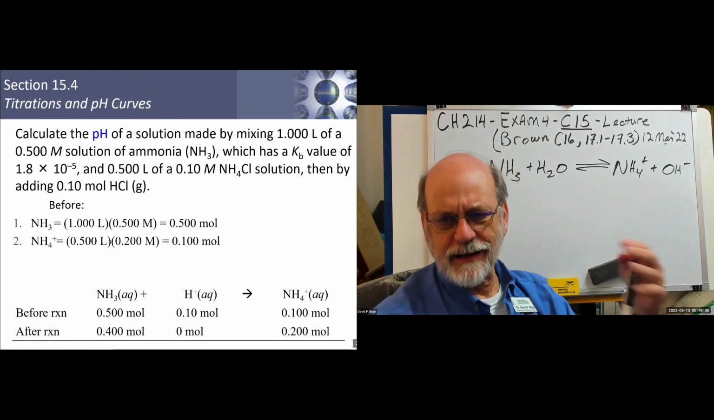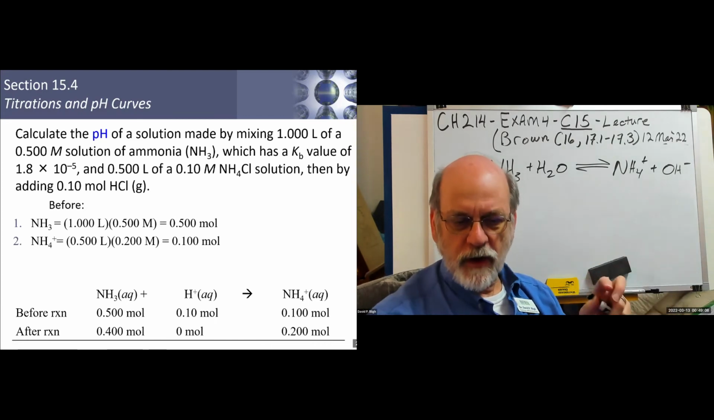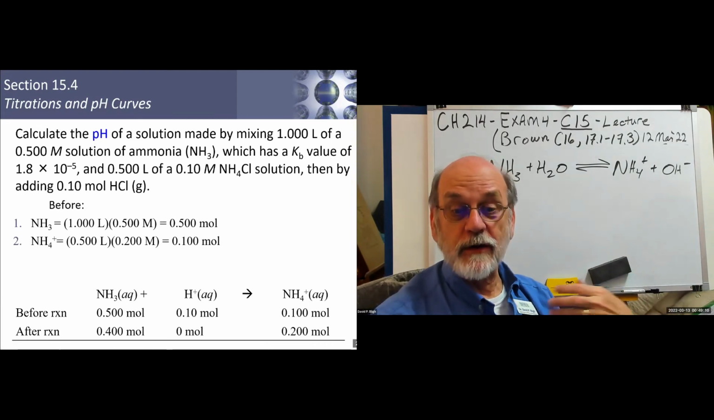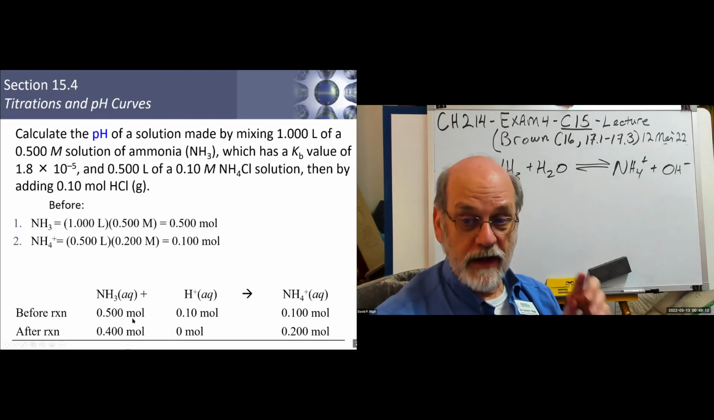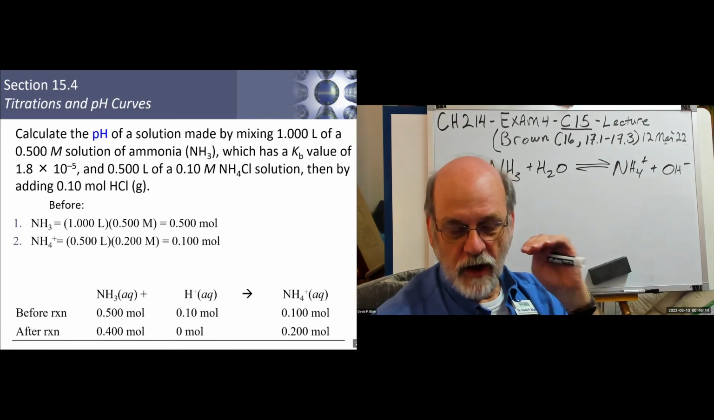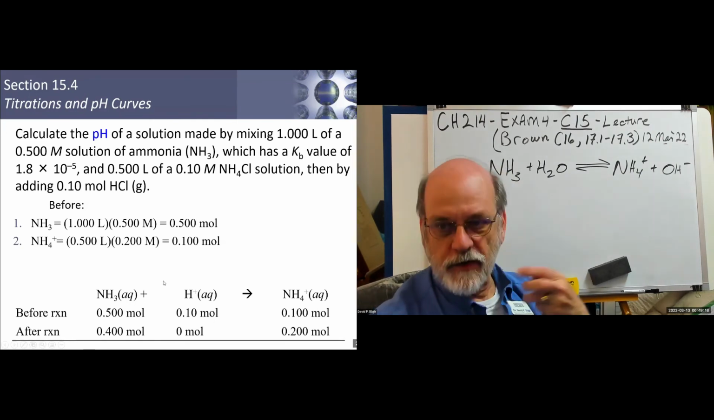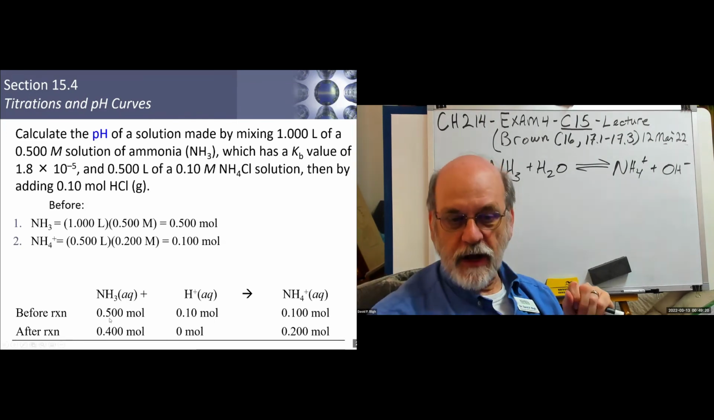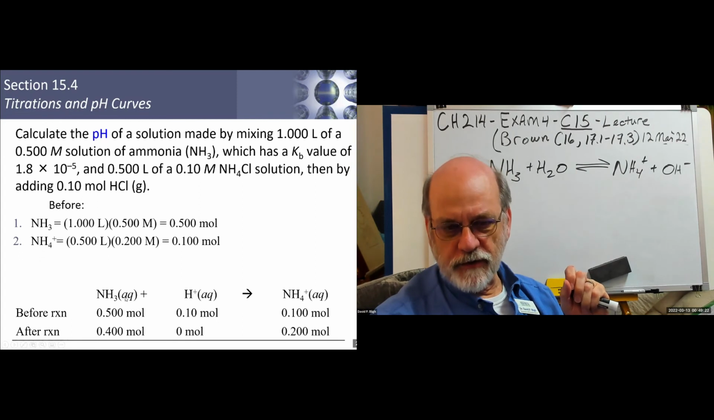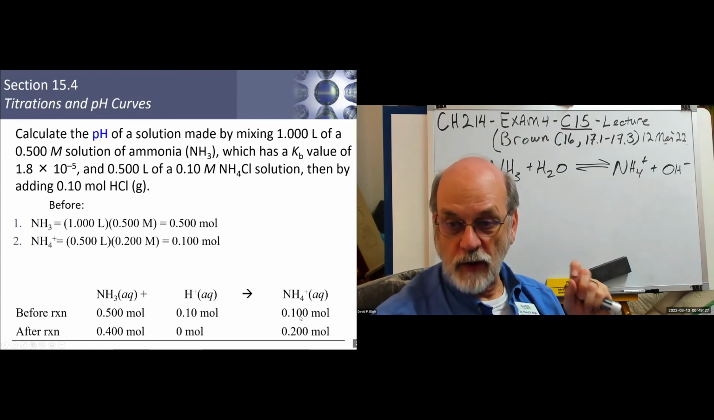All right, so I got a little ahead of myself. We don't calculate concentration until we get ready for equilibrium, because you can do stoichiometry with pure moles of reactants. We've done that before with other types of reactions. Okay, so we're starting with 0.5 moles of ammonia and 0.1 mole of ammonium and 0.1 mole of hydrogen ions added as HCl.